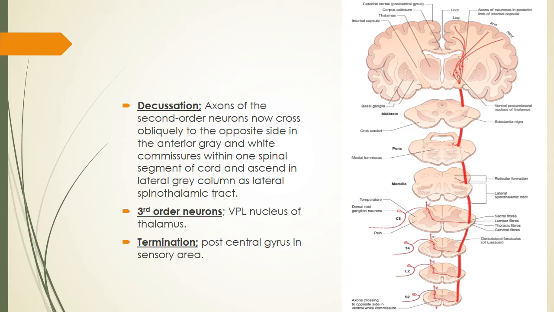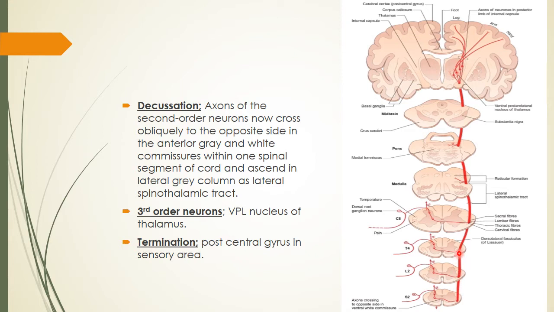Now after that, the axons of second order neurons, that means neurons of the substantia gelatinosa, cross obliquely to the opposite side in the anterior gray and white column. You can see in this diagram they cross to the opposite side obliquely but within one segment of the spinal cord, and reach the lateral white column on the opposite side, and then from here they ascend as the lateral spinothalamic tract.